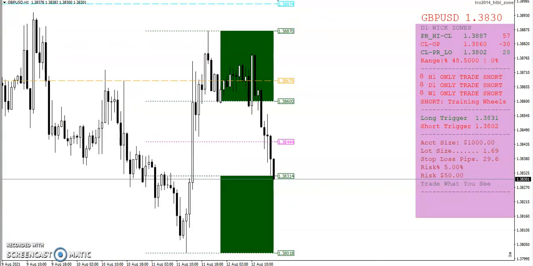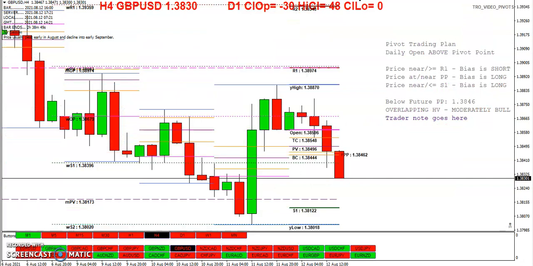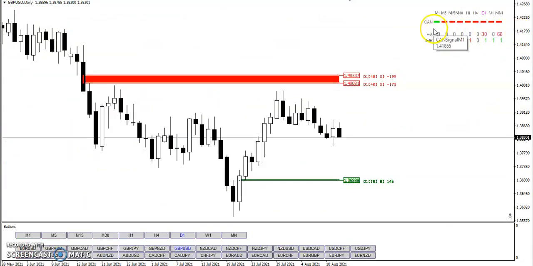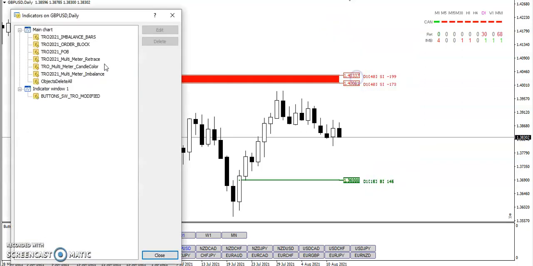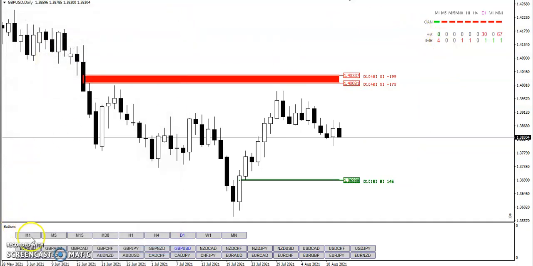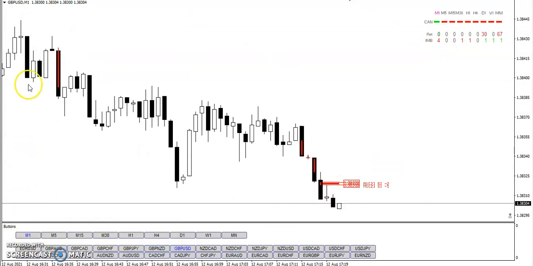Sometimes I'll have 3 or 4 multimeters. In this case, I've got the retrace multimeters to see how far price has retraced. And then I also have the imbalance multimeter to look at the imbalances. So you can see here on M1, you've got 4 imbalances that need to be taken out.